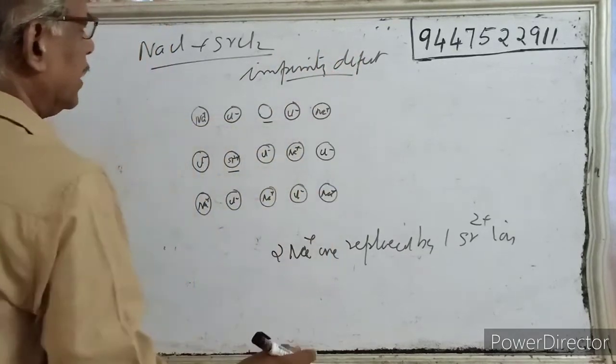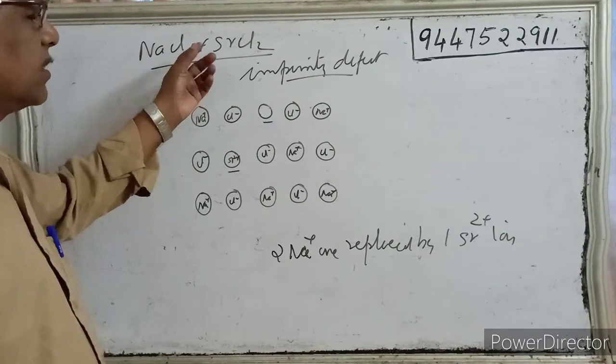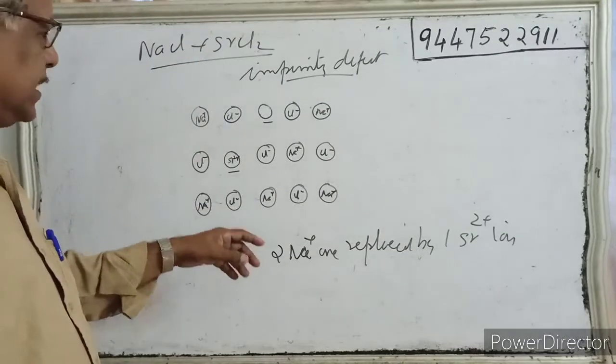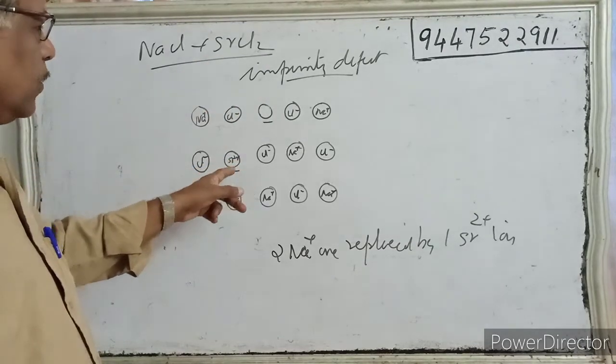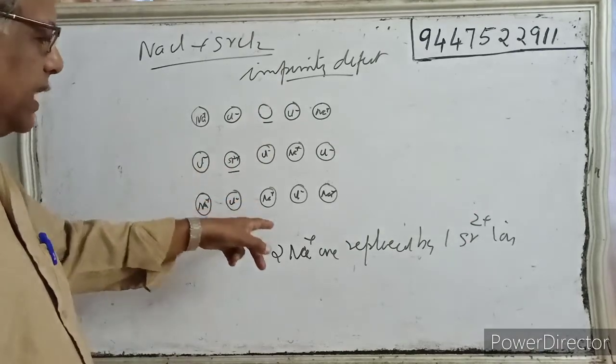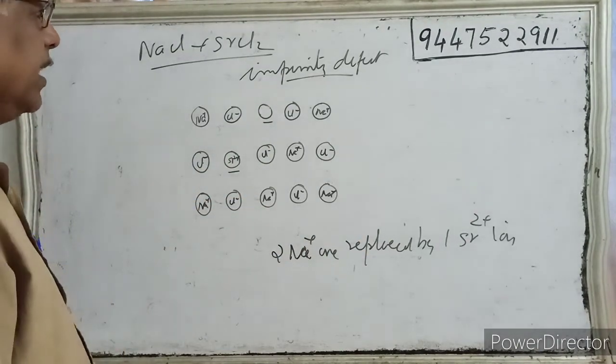So an impurity defect arises when two different types of salts are mixed together and recrystallized. Here sodium chloride and strontium chloride on recrystallization, two sodium ions are replaced by one Sr2+ ion. So that will lead to the impurity defect.